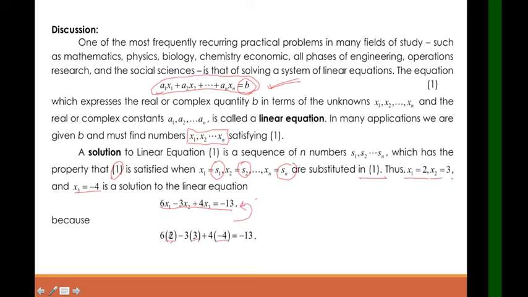So we have 6 times 2 is equal to 12 minus 9 minus 16. Then negative 9 plus negative 16 is equal to negative 25, plus 12 is equal to negative 13. Therefore, we satisfied our linear equation. So ito yung sinasabi nung theory na nandito sa ating discussion.